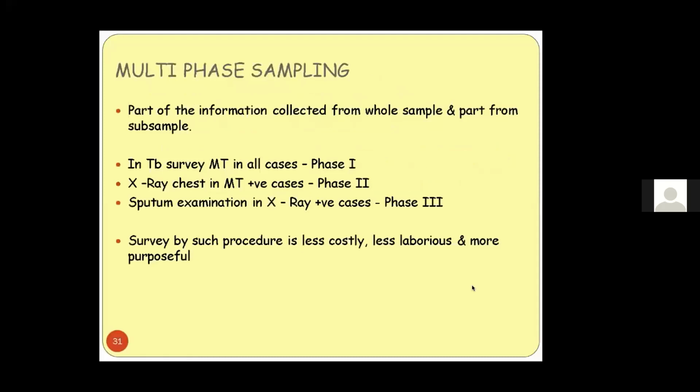Multi-phase sampling: part of the information is collected from a whole sample and part from a subsample. In this way, in the first phase, some surveys are handed out, in phase 2, x-rays are given to some of the cases, and then finally in phase 3, there's a sputum examination within some of the x-rays and some of the cases. Surveying by this procedure is less costly, less laborious, and more purposeful.